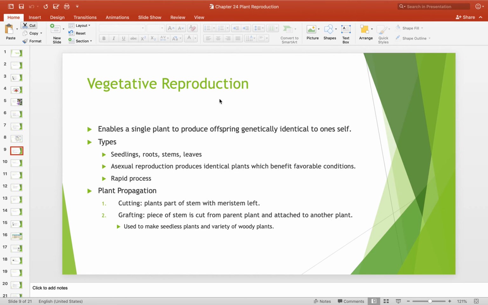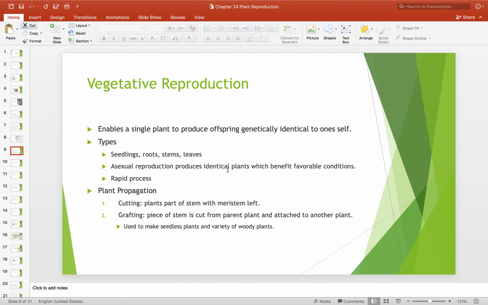So vegetative reproduction is a little bit different process, as this is not a sexual reproduction process. This is asexual. With asexual, you take a single plant and pretty much take a cutting from it or some sort of piece of that plant and produce the same identical plant, since it's going to have the same exact DNA. Types: you can take seedlings, roots, stems, leaves.